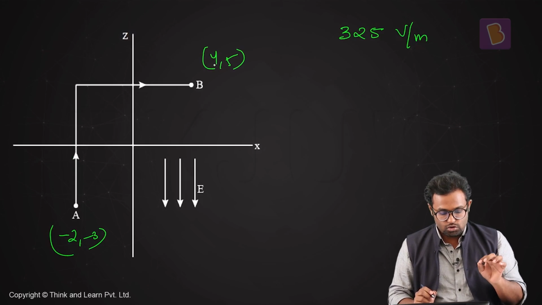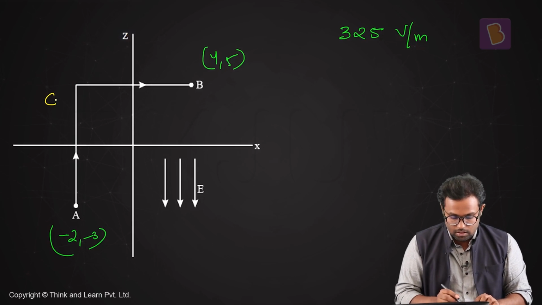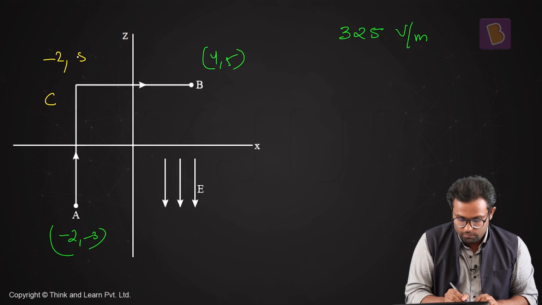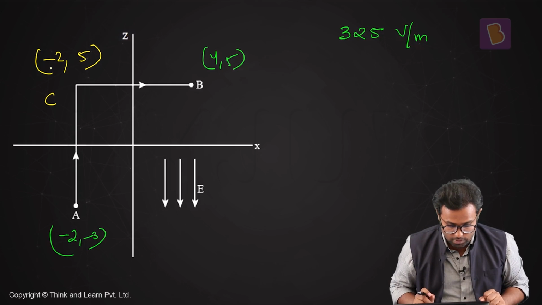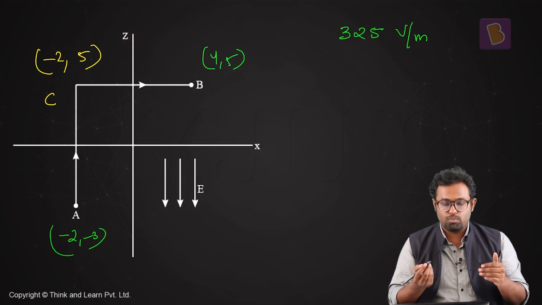What will be the coordinates of this point? Let's call it C. So what will be the coordinates of C? The x coordinate will be -2 and the y coordinate will be 5. So -2, 5 will be the coordinates of the point C. Okay. Now I have to find the work done in moving it from A to B.